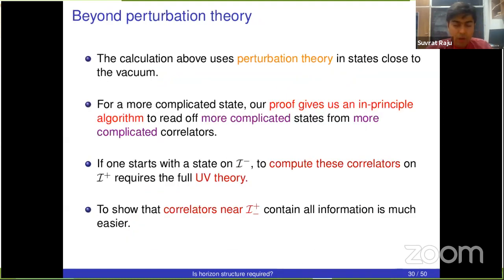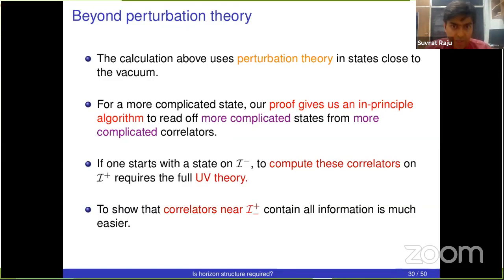Okay, the concrete calculation I described uses perturbation theory and states close to the vacuum. But I just want to remind everyone that I gave earlier a proof for more complicated states. In fact, the proof that I gave gives us an in-principle algorithm to read off the form of more complicated states. Of course, the payoff is that if you have more complicated states, you need more complicated operators, so you need to make harder and harder measurements. The army of observers that lives in the celestial sphere needs to make more and more careful measurements if the state you started with was more complicated. But the example I gave was a proof of principle that this works, and there is a formal proof that extends to all states, which I described at the beginning.